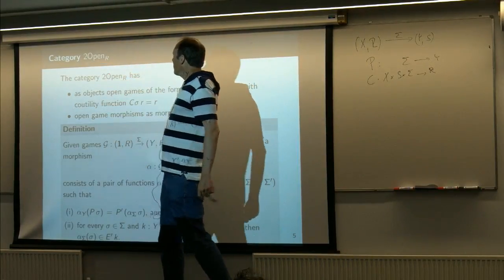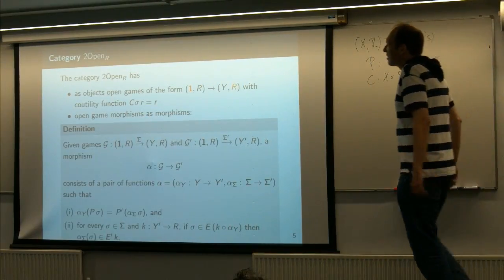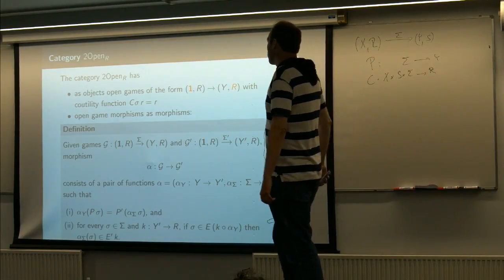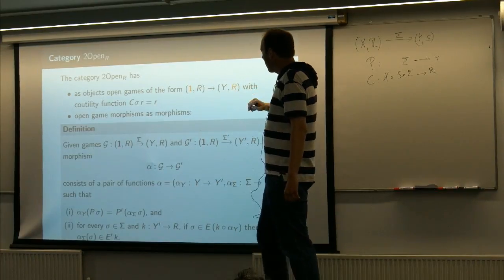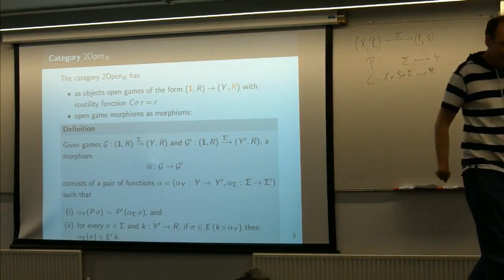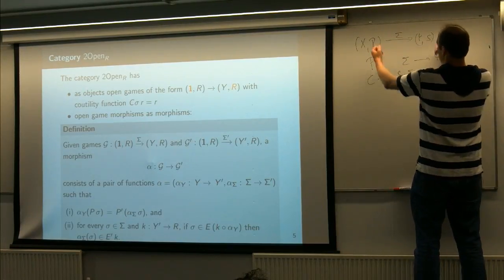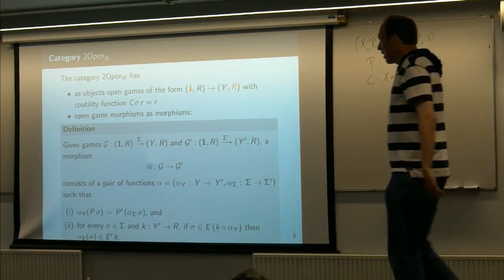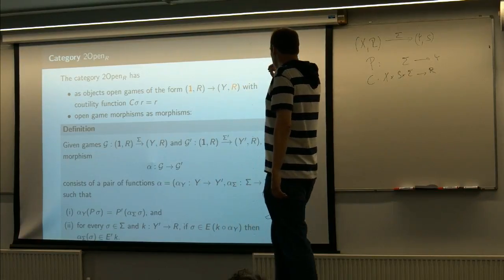So we have this category, two open, which is the following category. Now the objects are the open games, and the morphisms are open game morphisms. So we basically go one step higher up. Here we had these objects and these arrows. Now our objects are these arrows, and we have arrows between the arrows, as always happens.